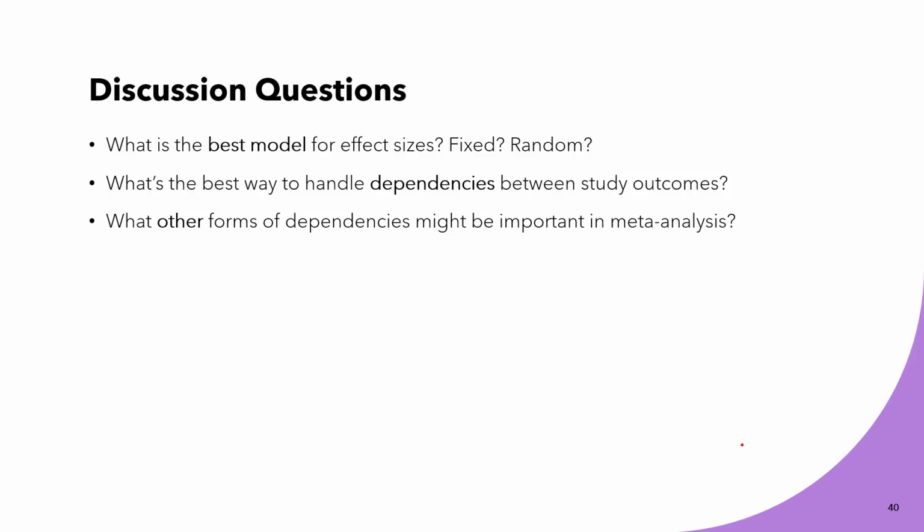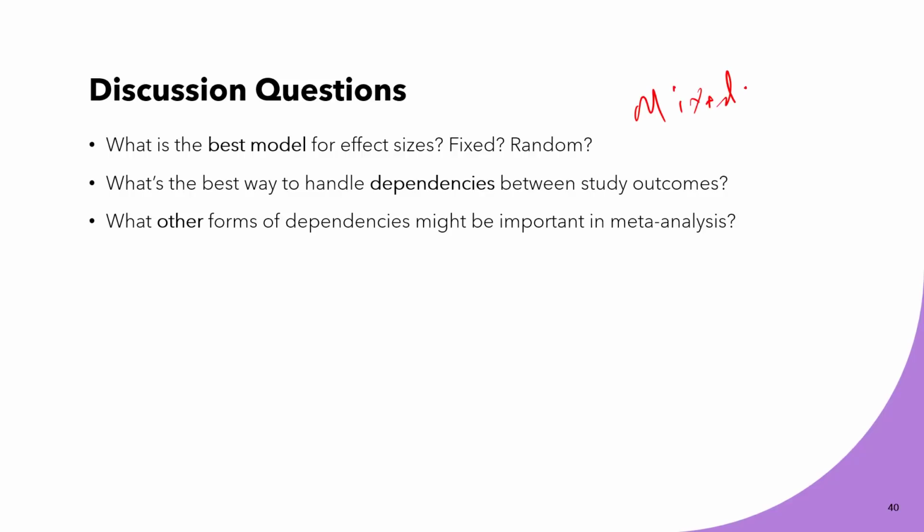So I'll leave you with a few discussion questions. What is the best model for effect sizes, fixed or random? And what are you getting if you do those things? Eventually we'll talk about another version that you could label mixed effects, but that tends to be used when we get to moderator tests. What's the best way to handle dependencies between study outcomes?